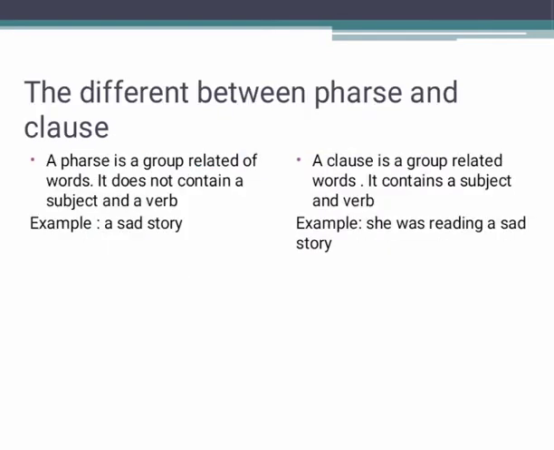The difference between phrases and clauses. A phrase is a group of related words. It does not contain a subject and a verb. For example, a sad story. And a clause is a group of related words. It contains a subject and verb. For example, she was reading a sad story.